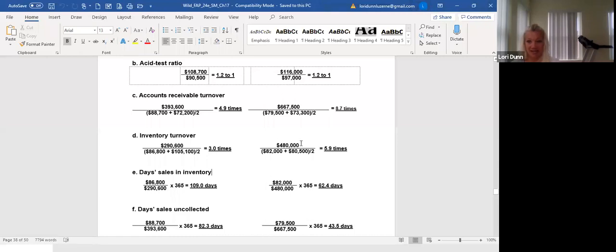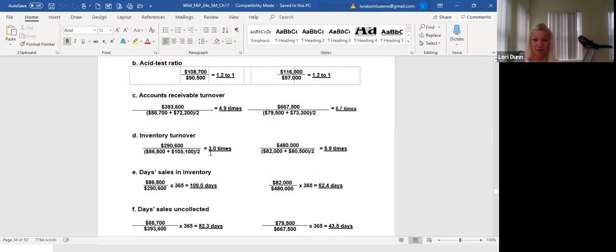They have 480,000 in cost of goods sold. They have beginning inventory of 80,500. Make sure you could find that. Ending inventory of 82,000, which is on the left-hand side information. Add those together, divide by 2. Take that average into their cost of goods sold, 5.9 times. So this is telling us, on average, how many times they have to replace inventory a year, or how many times they sell out of their inventory, on average, a year.